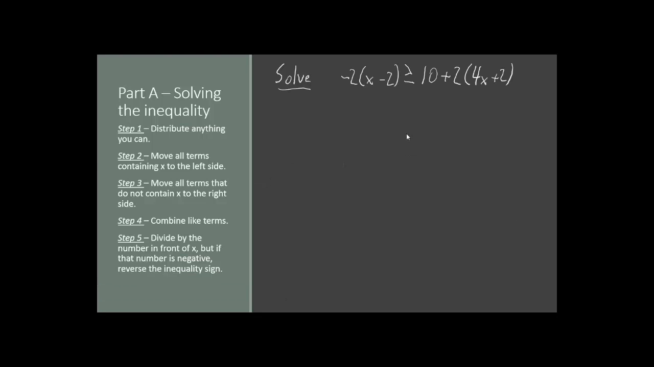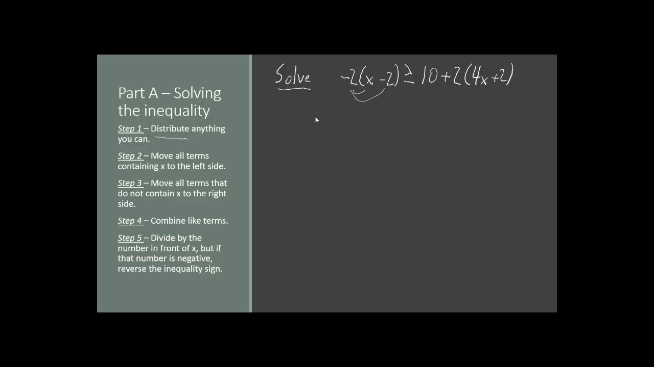Let's get started. So in this problem, I've given you negative 2 times (x minus 2) is greater than or equal to 10 plus 2 times the quantity (4x plus 2). It looks like a big mess to begin with. So the first step I recommend is to try to distribute anything that you can distribute. That's going to make the terms easier to move. We'll start by distributing the negative 2 by x minus 2.